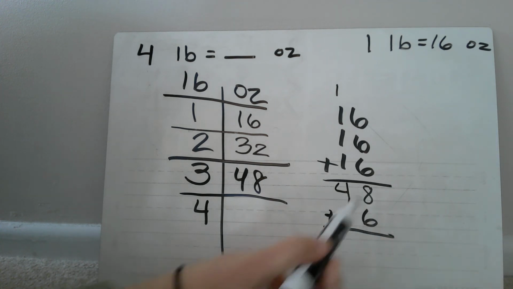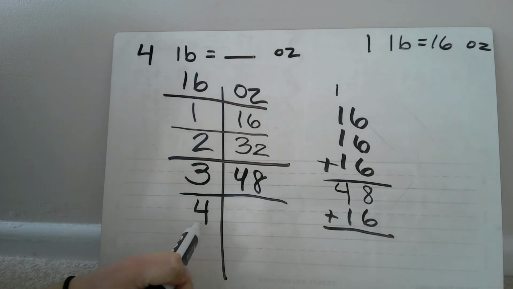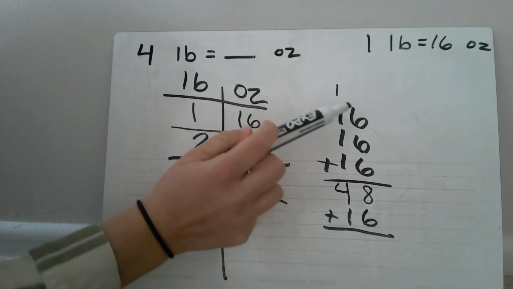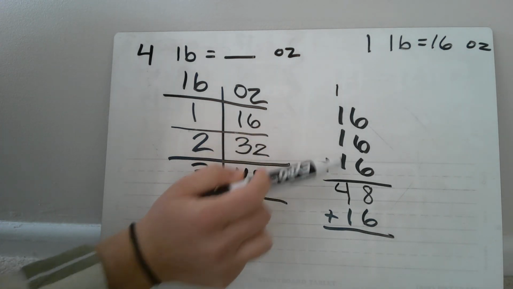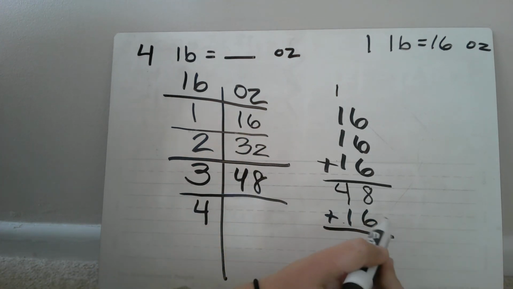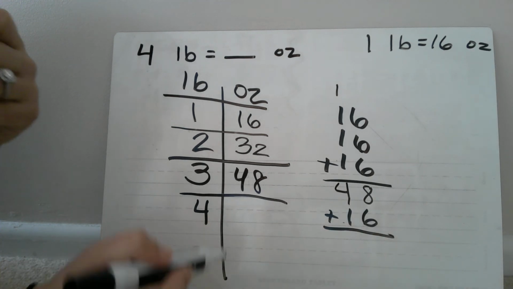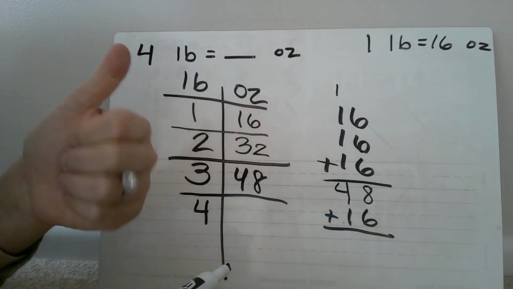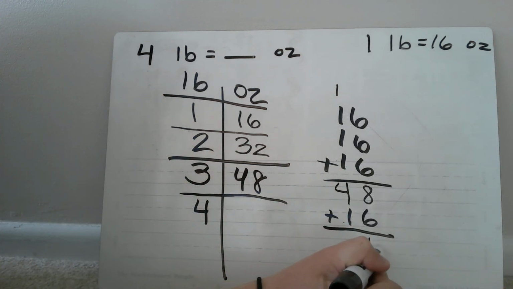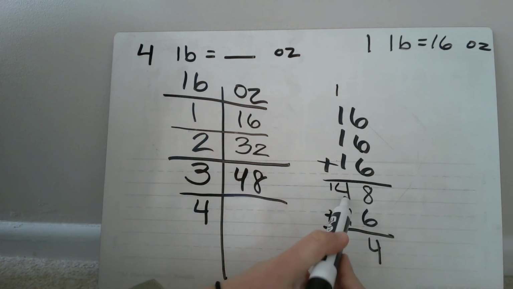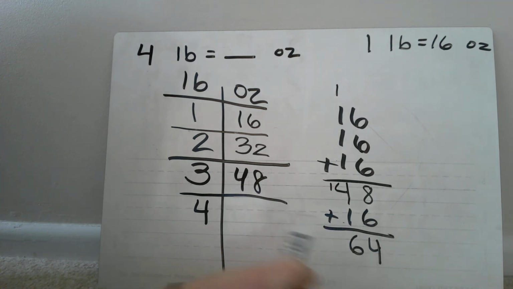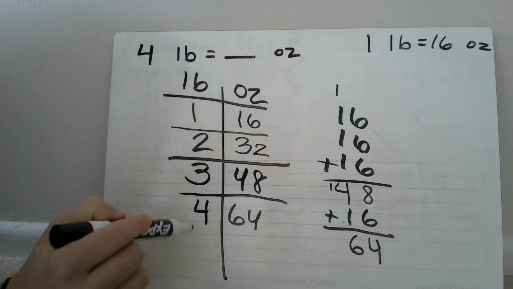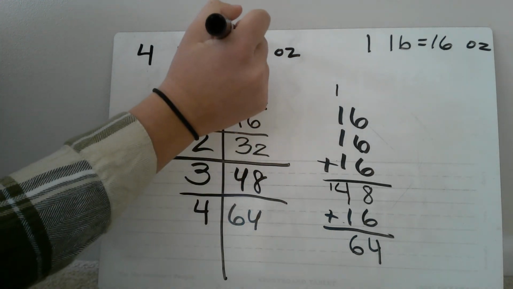So if you look, to solve for 4 pounds, I've added 16 4 times. 1, 2, 3, 4. Let's see, 8 plus 6, 8, 9, 10, 11, 12, 13, 14. 4, 5, 6. So it looks like 4 pounds is the same thing as 64 ounces.